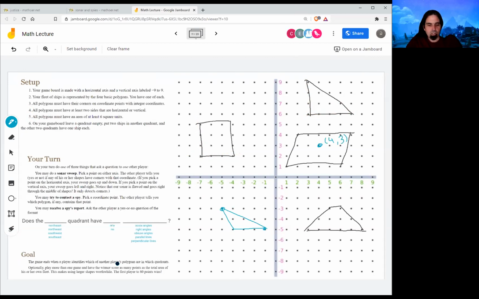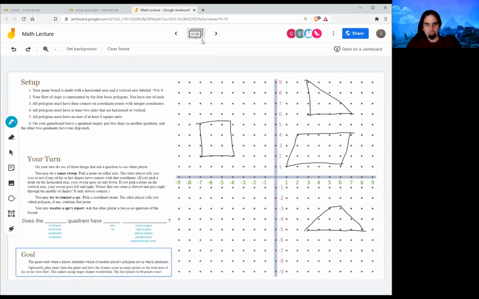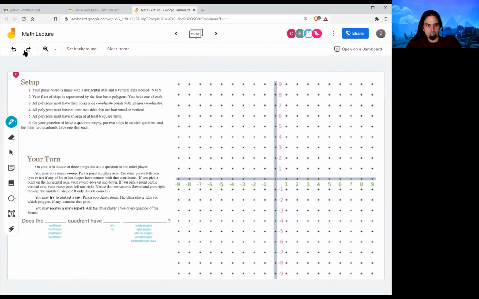So I'm going to stop sharing my screen because I don't want everyone to look at each other's stuff, right? So figure out who's on what team. Some of you look at page 11, some of you look at page 12. I'm going to erase all the stuff I've drawn. And then, oops, is that the goal?